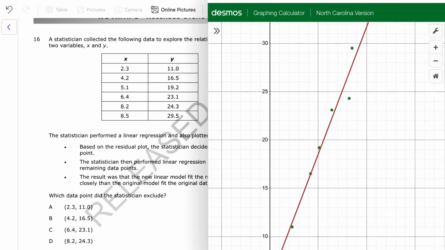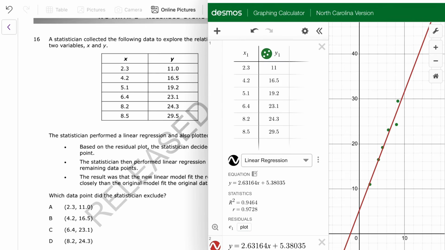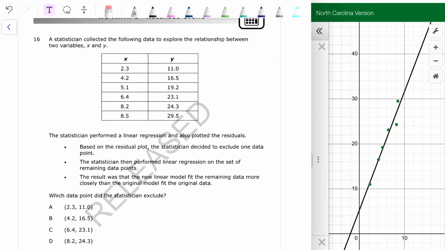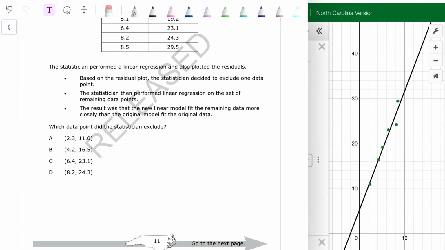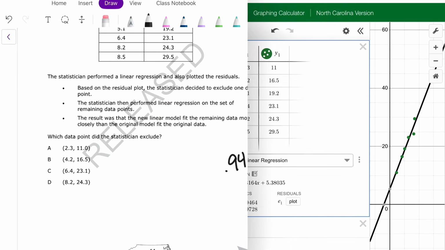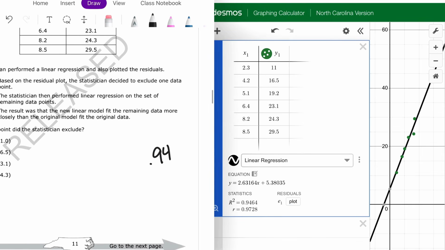So to make sure my math is right, the R value right now is 0.97. I'm looking at not the R squared, just little r. For linear regression, we care about little r, but you could really use both of them. I'm going to write this down on my test. It was 0.9728. Okay, so then I'm going to delete 8.5. I'm going to pretend that's the one we decided to get rid of.